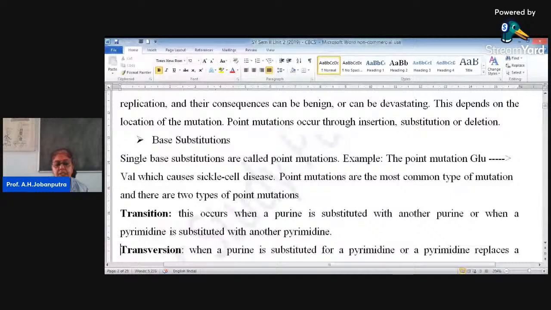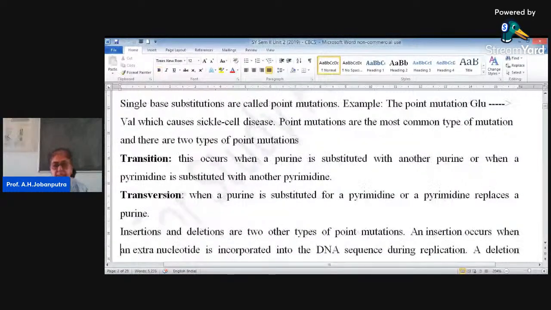What is transition? So when a purine is substituted by another purine, which are the purines? Adenine and guanine. So if adenine is substituted by guanine or guanine is substituted by adenine, or when a pyrimidine is substituted by another pyrimidine, like pyrimidines are cytosine, thymine, uracil. So T will be replaced by uracil. तर सायटोसिनच्या जागेवर युरॅसिल आला किंवा युरॅसिलच्या जागेवर सायटोसिन आला तर त्याला आपण ट्रान्झिशन टाइप ऑफ म्युटेशन म्हणतो. Means when one purine is replaced by another purine, one pyrimidine is replaced by another pyrimidine.